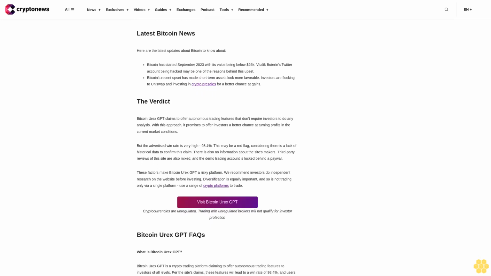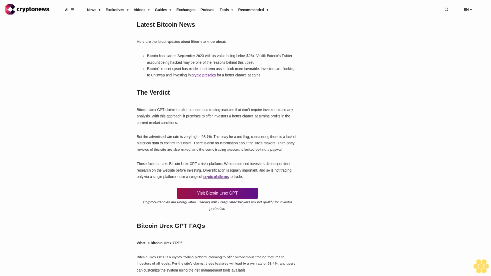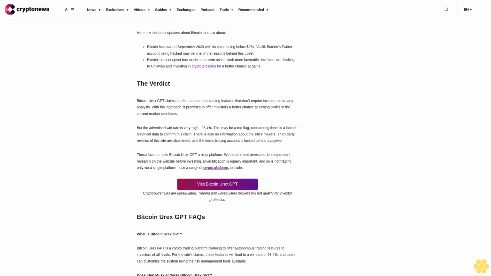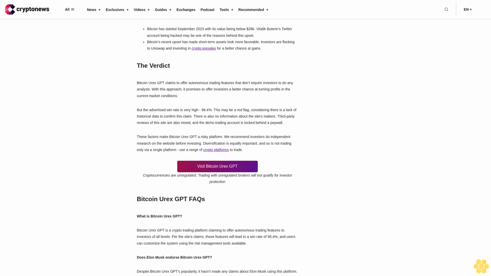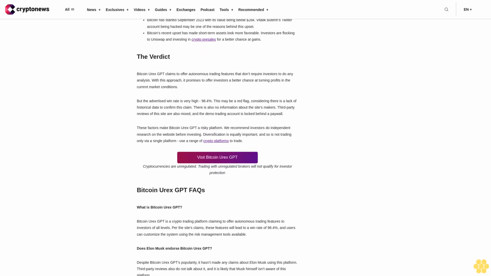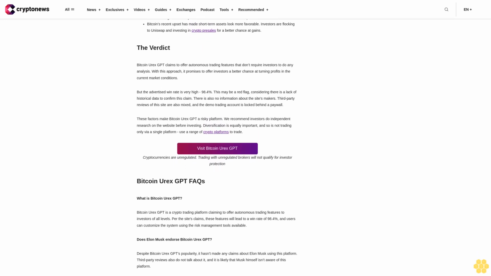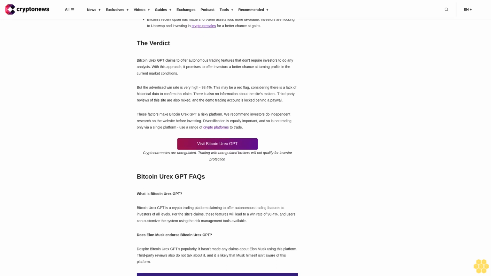And when it comes to the win rate, 98.4% is quite large. We didn't come across any historical data to support it. It is safe to say that Bitcoin Urex GPT gave us mixed feelings when it comes to legitimacy. There is a degree of opacity when it comes to certain details, but at the same time, there are normal, balanced reviews that show it in a positive light.